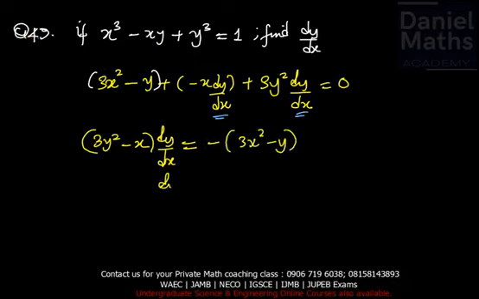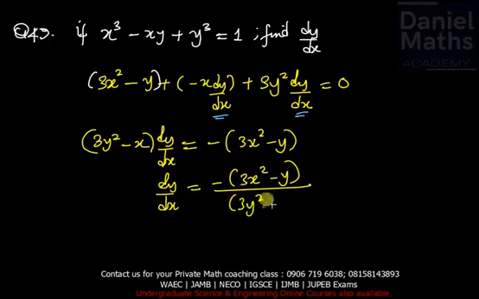So dy over dx gives me minus (3x squared minus y), all divided by 3y squared minus x. So this happens to be the answer to this particular question. Alright guys, so this is the solution for this problem. I hope you understand this. Alright, let's continue and move over to the next question, that is question 50.